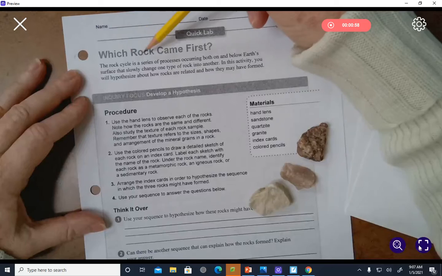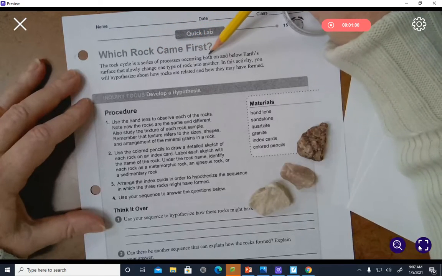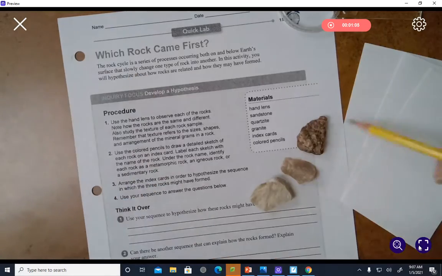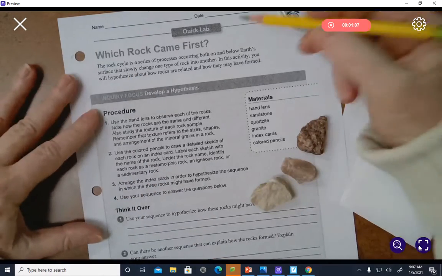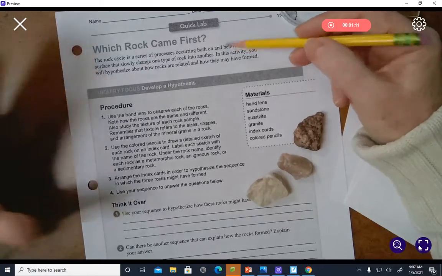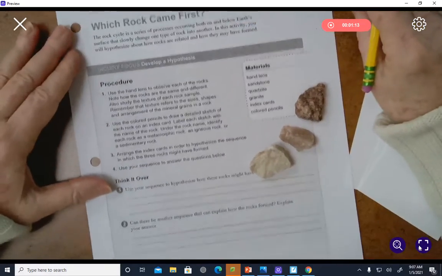The rock cycle is a series of processes occurring both on and below Earth's surface that slowly change one type of rock into another. In this activity, you will hypothesize about how rocks are related and how they have formed.